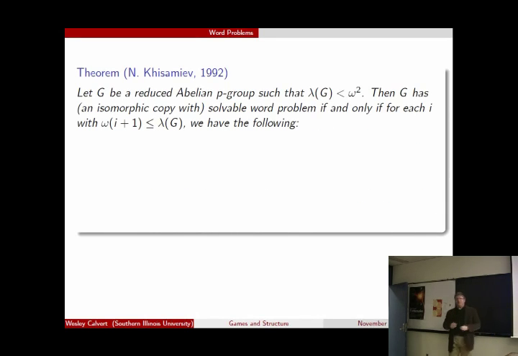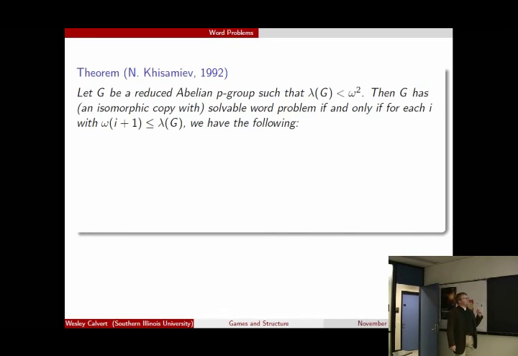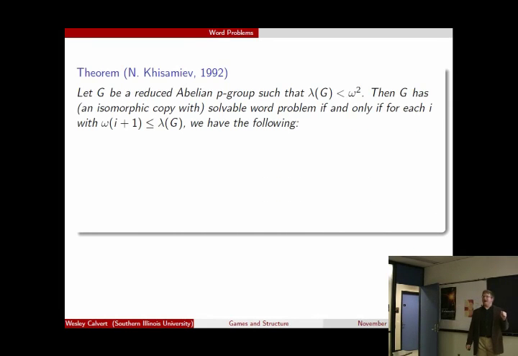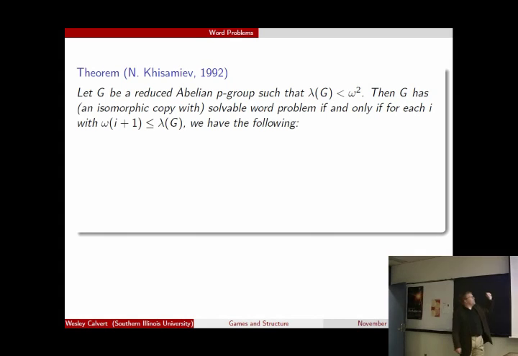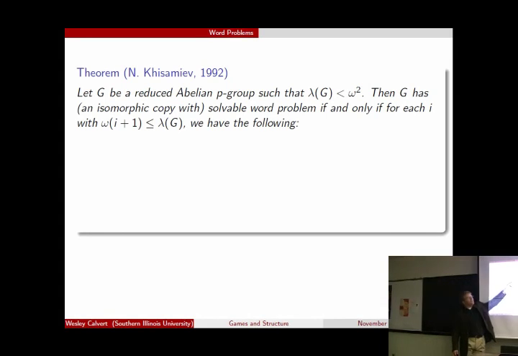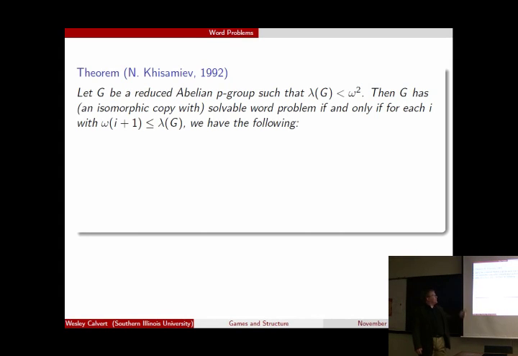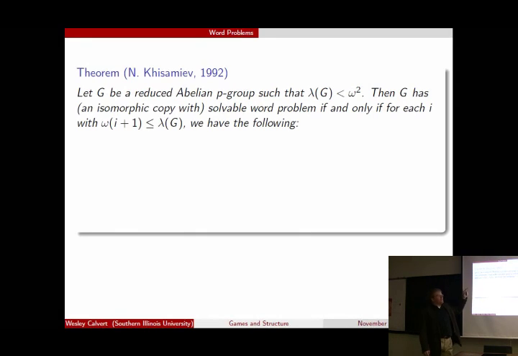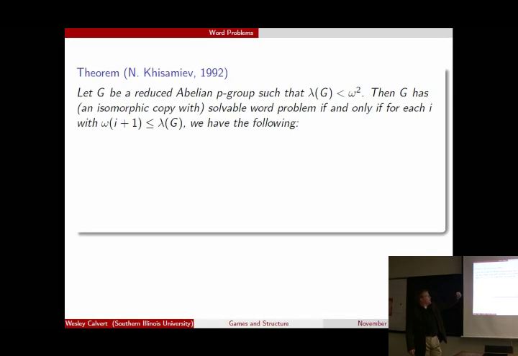So here's the solution to the word problem on reduced abelian p-groups, at least such of it as we have. And the state of this is unsatisfactory. This theorem should be stronger than it is. So take a reduced abelian p-group with length less than omega squared. And that's the first thing I have a problem with, is the length less than omega squared. Because omega squared is not that special as transfinite ordinals go. Take a reduced abelian p-group with length less than omega squared.